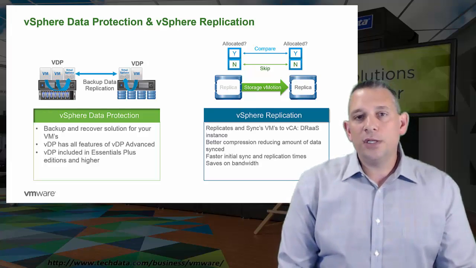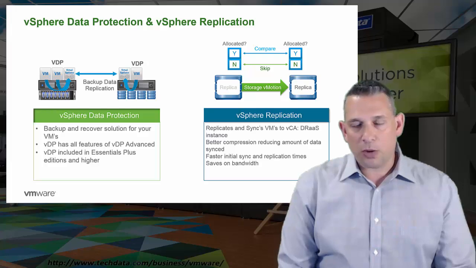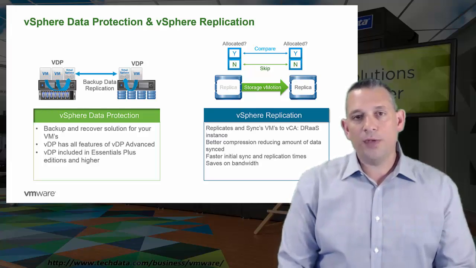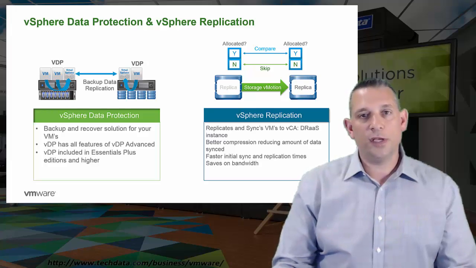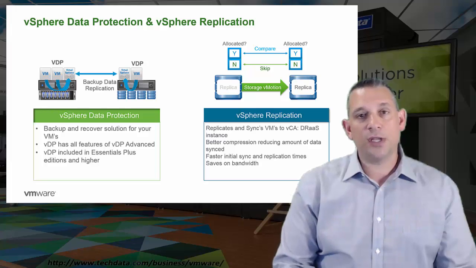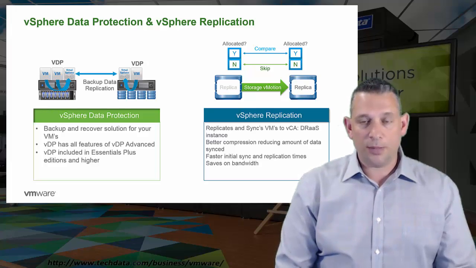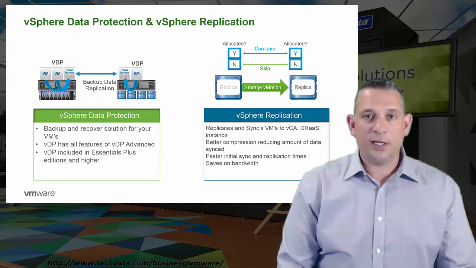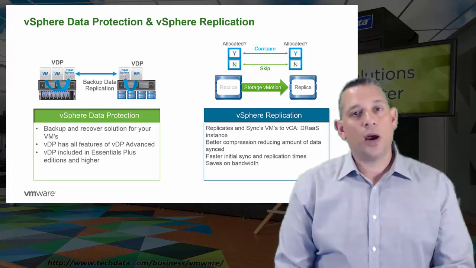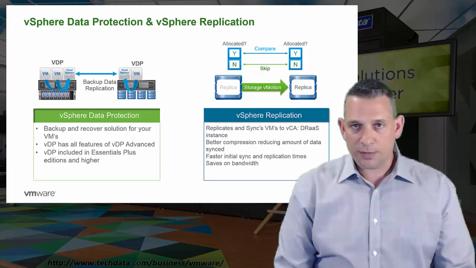Now, what we've done is we no longer have the two versions in vSphere 6. We just have vSphere Data Protection. But what we've done is we've taken all the feature sets of the Advanced version and rolled them back into just Data Protection. So now we just have the one version, Data Protection, and it has all the features that the Advanced did previously. And as long as you purchase Essentials Plus or higher, it comes with Data Protection. So just keep that in mind.